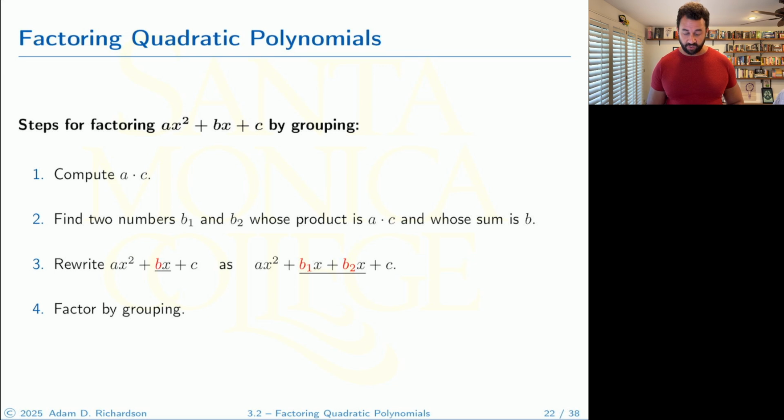Then you're going to rewrite the polynomial using these two numbers B1 and B2. You're going to split up BX as B1x plus B2x, whatever those B1, B2 numbers are. All you're doing is rewriting this term in this form. It's a structural change. And then you're going to factor by grouping. You're going to group this pair and group this pair, factor out single common factors, and then factor again. That's the factoring by grouping. I'll show you how to do it right now.